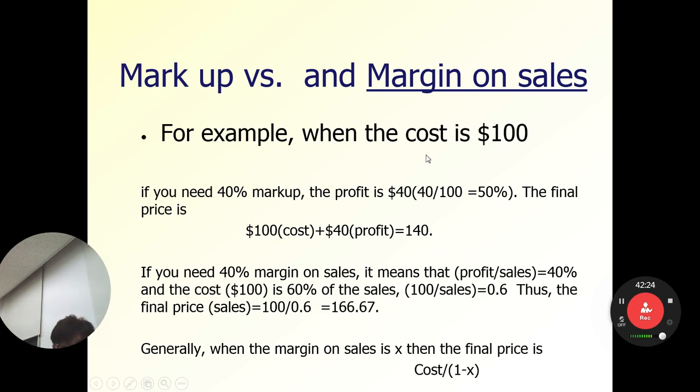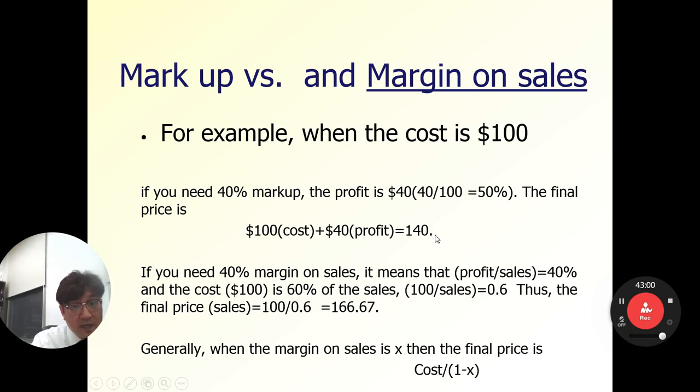Obviously, 40 over 100 is 40%, not 50%. So if you need a 40% markup, when we say markup, it is 40% of the cost. Cost is 100, so 40% of it is $40. So the final price is going to be the $100 cost plus $40, which is 140.